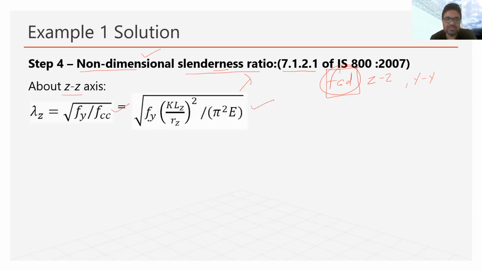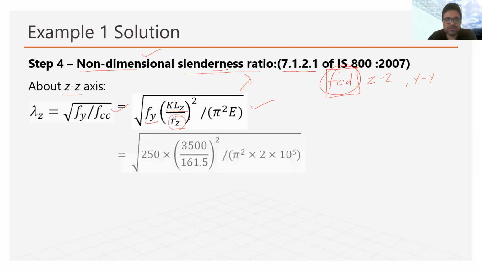So now in this Fy value is known, KLZ is the effective length along ZZ axis, and RZ is the radius of gyration along Z axis. This again we have to find out from the steel table. So all the values are known. So putting all the values in the formula. So RZ is given. So by solving this, we can find out non-dimensional slenderness ratio as 0.2439.